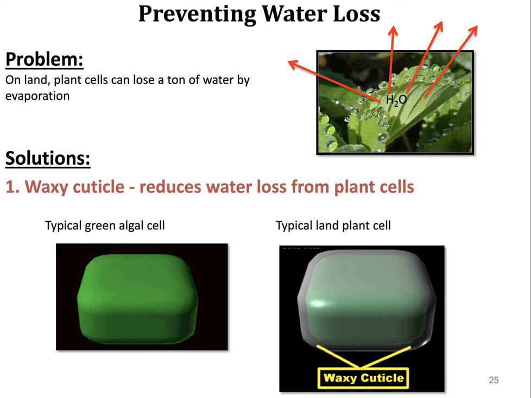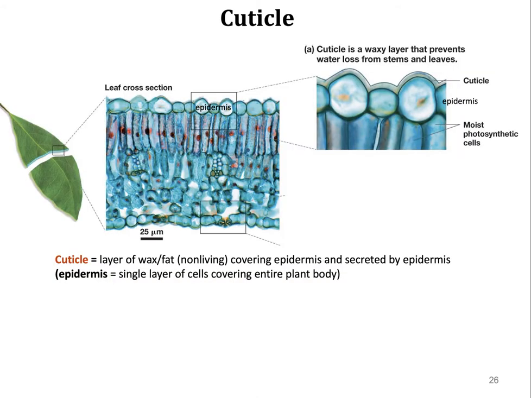And so if you look at a typical green algal cell that doesn't have a cuticle, a simplified way of looking at it is like this, whereas the typical land plant cell, this is once again an oversimplification, has this waxy cuticle surrounding it. So if we look at this in more detail, at what it actually looks like in a typical land plant, here's a leaf, you take a cross section of that leaf, and so we're looking at this little green cross section right here.